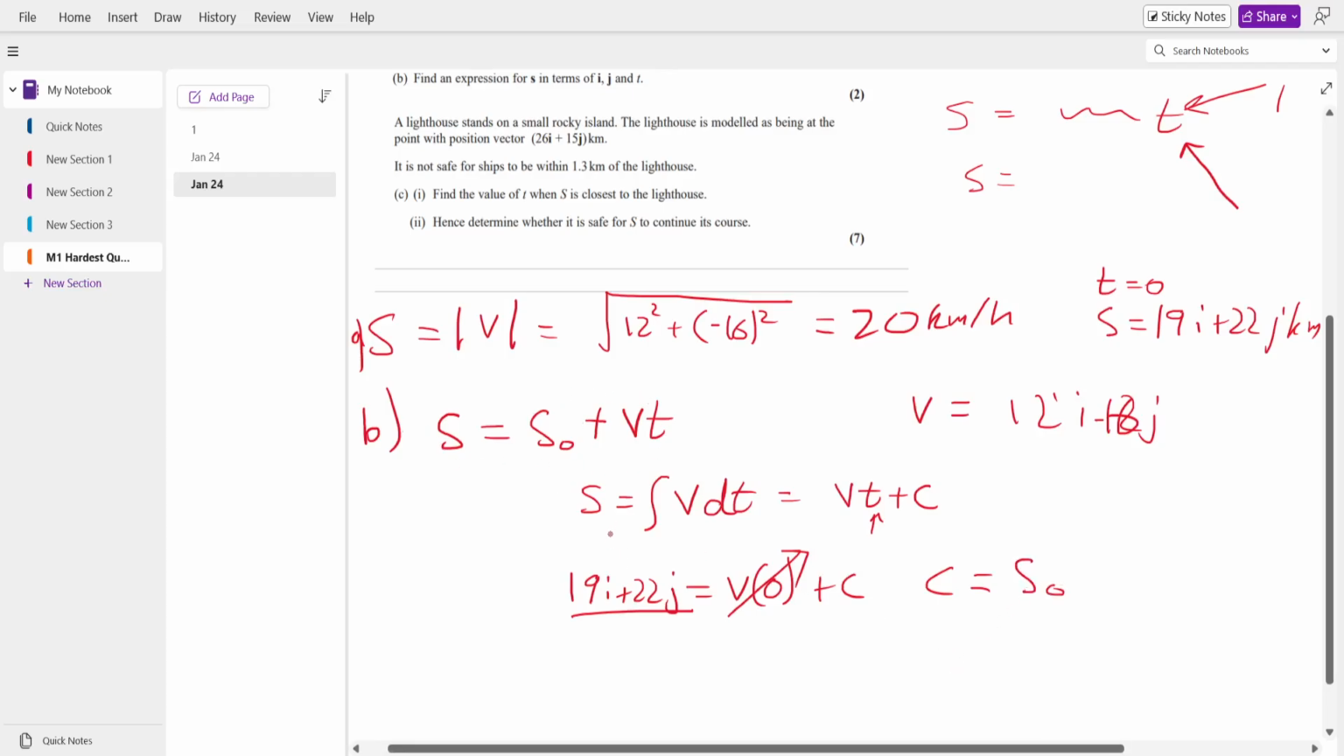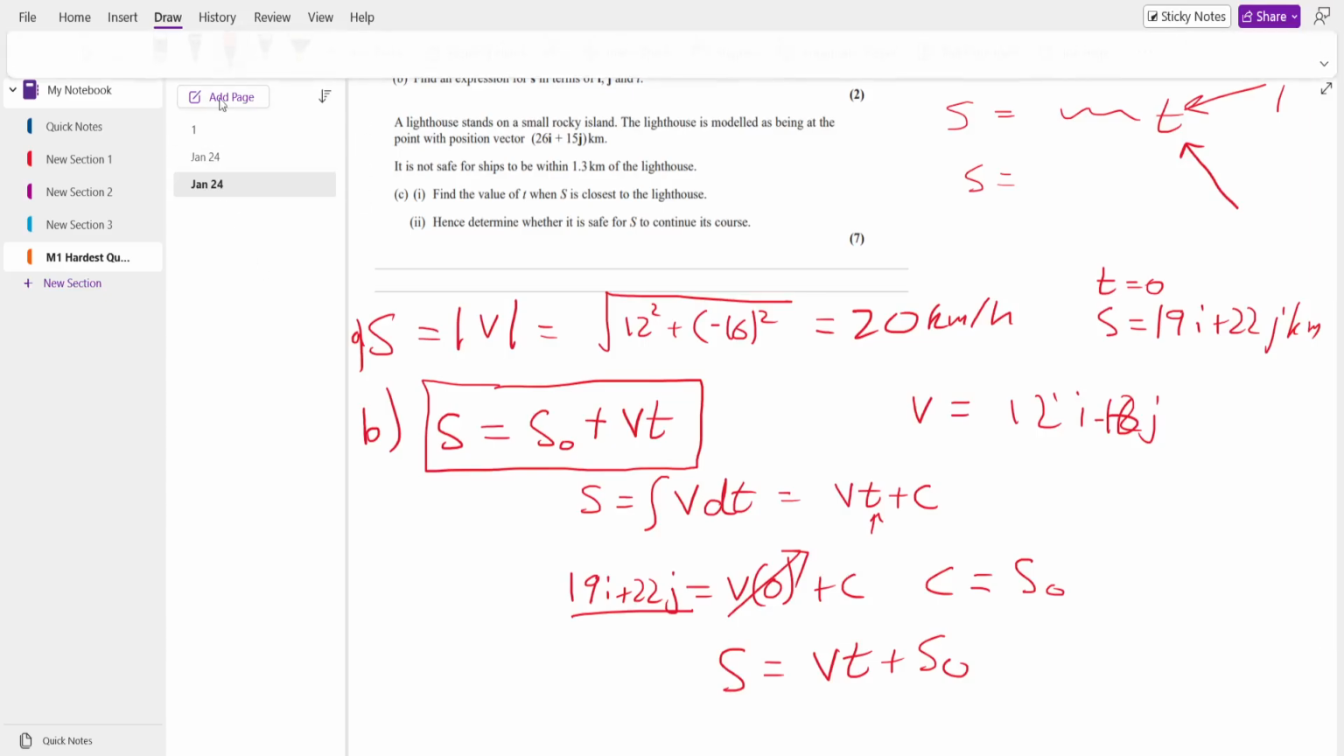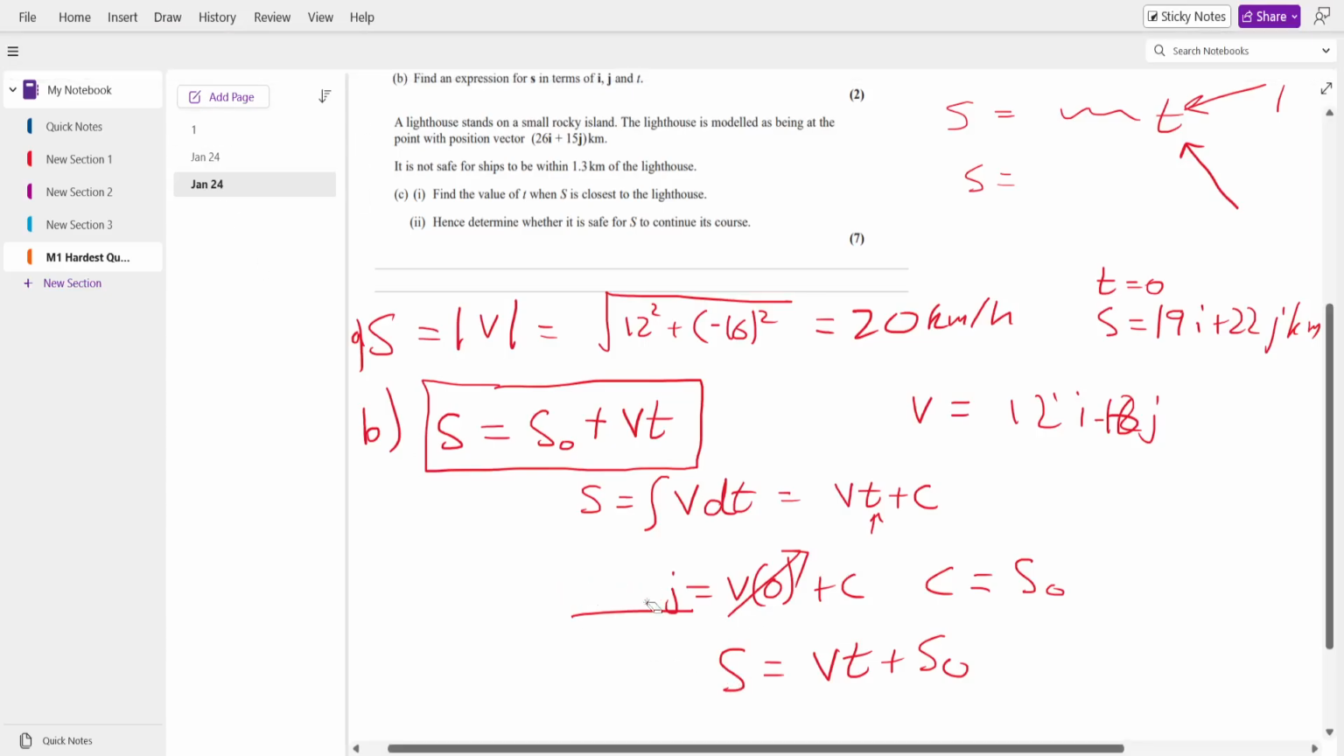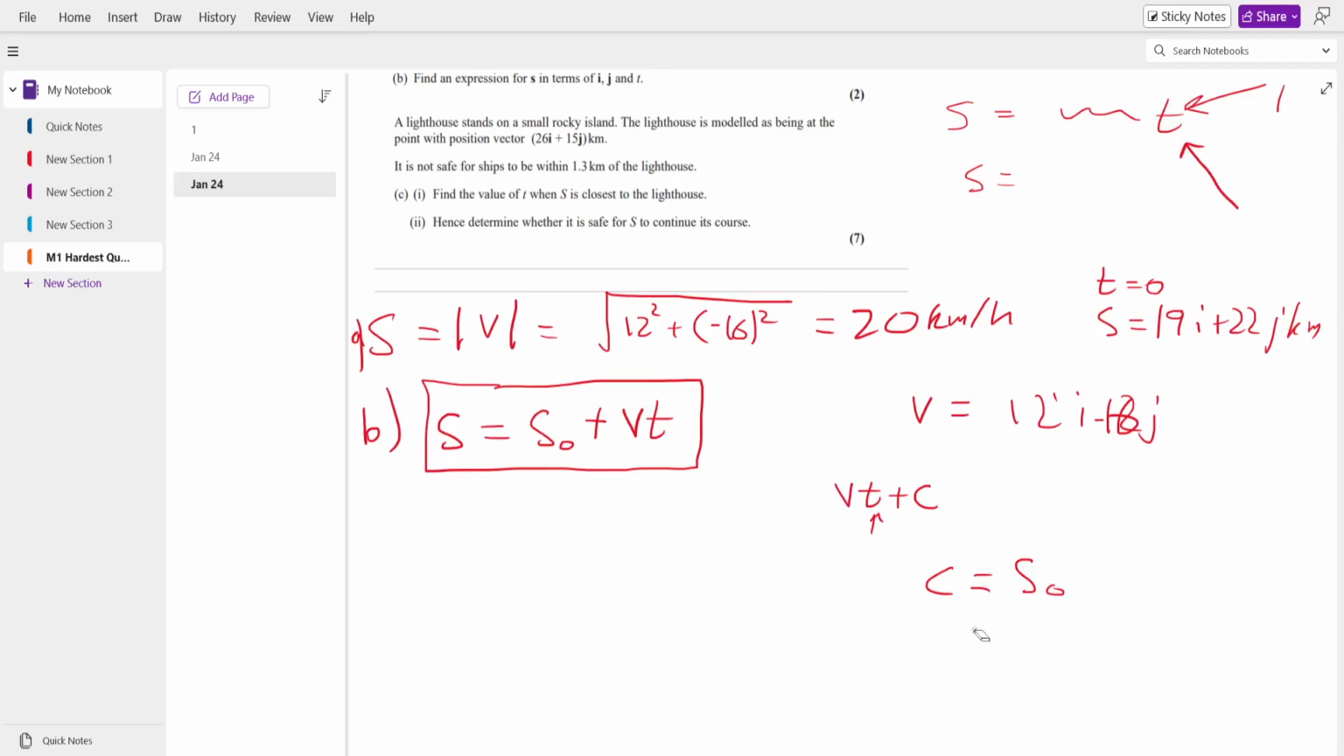And from here, we can tell that s is going to equal vt plus c, which is s0, or basically this expression, which is the initial position vector plus vt. Okay, I hope this is clear. So let's move on from here. This was just a side note. It's very important to understand the concepts for your further studies.